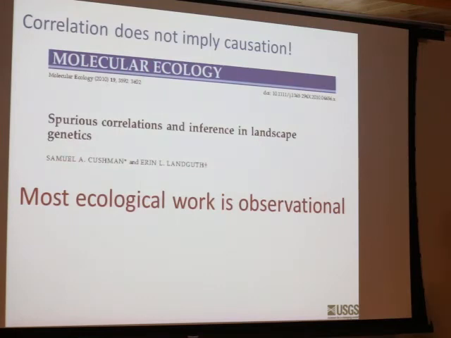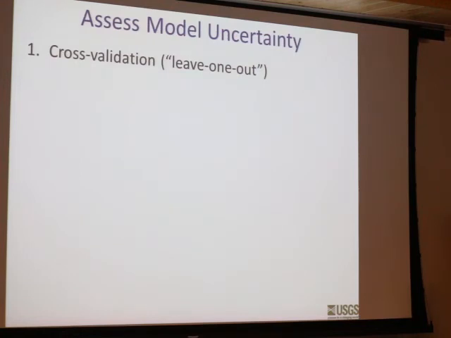So a couple other things. All of these are still correlations, and so we're kind of stuck with that doing ecological work and applied work. We just do our best. So one way you can think about dealing with that is trying to assess model uncertainty some way. Part of why I like the parentage approach is it gives me confidence intervals. Most of the other approaches don't, but that doesn't mean there's not a way of assessing uncertainty.